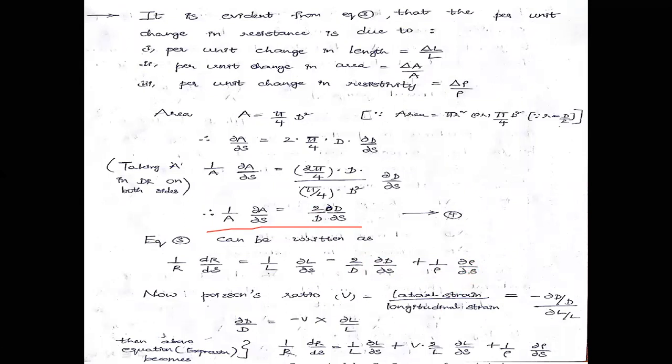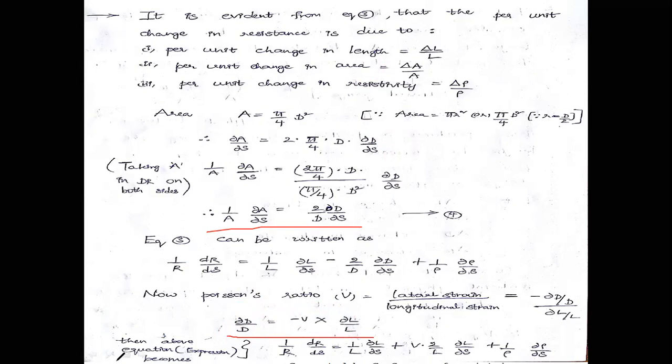Now Poisson's ratio is given by the formula lateral strain by longitudinal strain. We will see more about that in the next class. First, for the time being, Poisson's ratio V is given by lateral strain by longitudinal strain, that is dou D by D by dou L by L, the change in diameter with respect to the change in length. By rearranging these terms, dou D by D is equal to minus V into dou L by L. I am going to substitute this term also in the above equation.